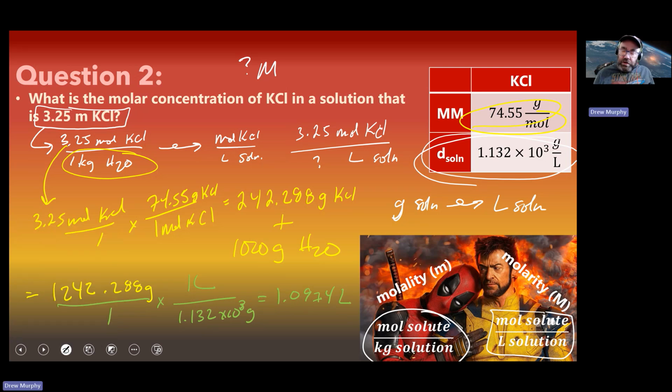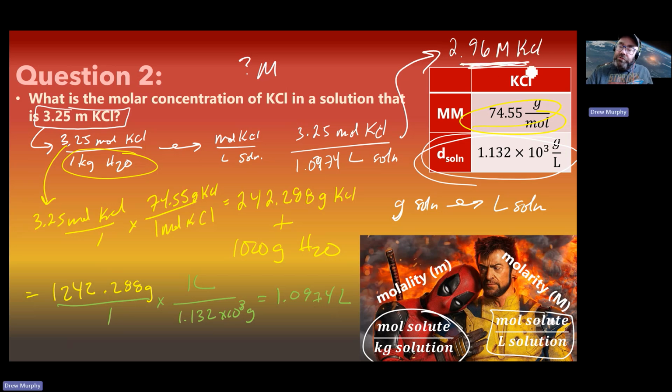So our final answer is moles per liter, right? We have it up here. Our question mark is 1.0974, and I'll write our answer up here. So 3.25 divided by the liters we just found is 2.96, three significant figures, molar KCl. Usually they're pretty close to each other. This is okay. They're different because we did different things and we have different units.